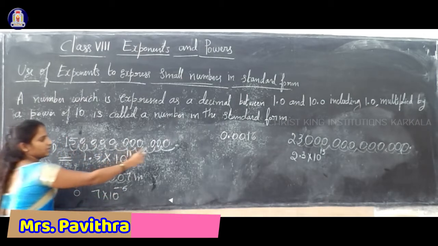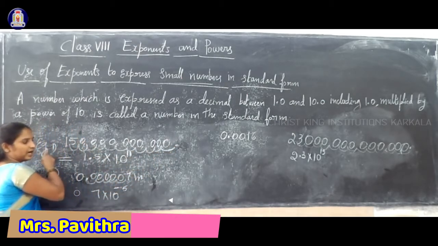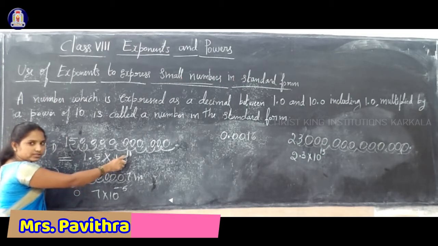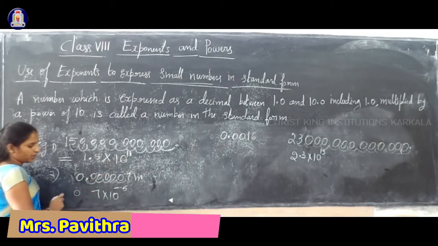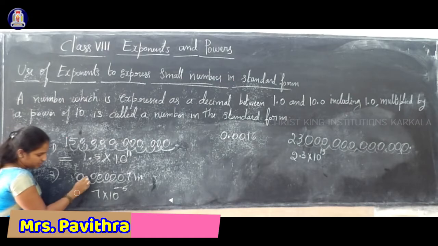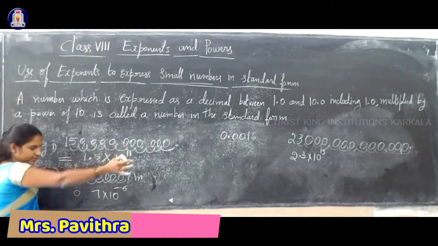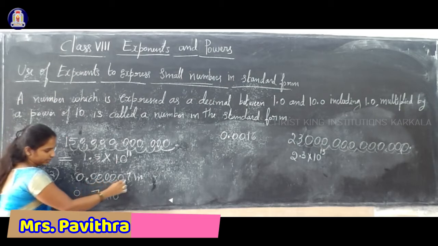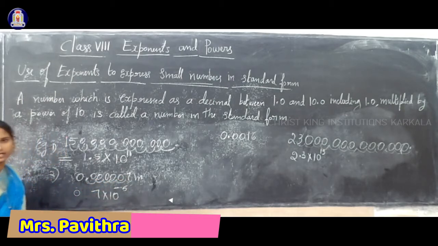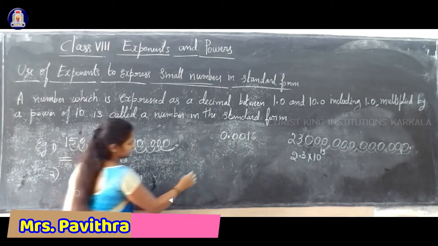Clear? If the decimal point is moving to the left-hand side, the exponent will be positive, and if the decimal point is moving to the right-hand side, this is the right side, right? Then the exponent is negative. If you want, you can take one more example.